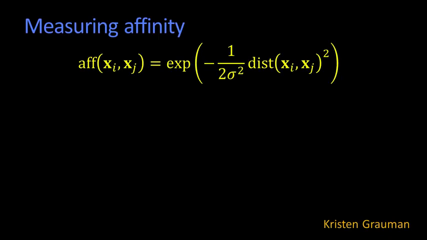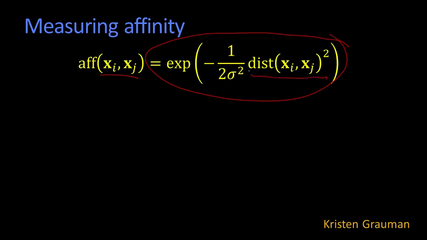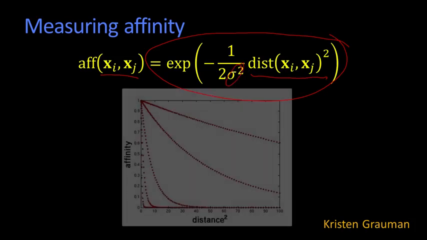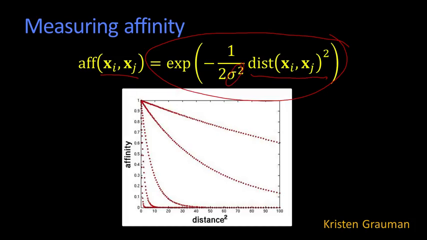So a standard affinity, for example, might be that I'm just going to use a Gaussian, where I say the affinity between two pixels, i and j, is just this exponentiation, as a function of the distance. So of course there is a parameter here, and here you can see the change in affinity. Depending upon what that parameter is, you get these different curves.